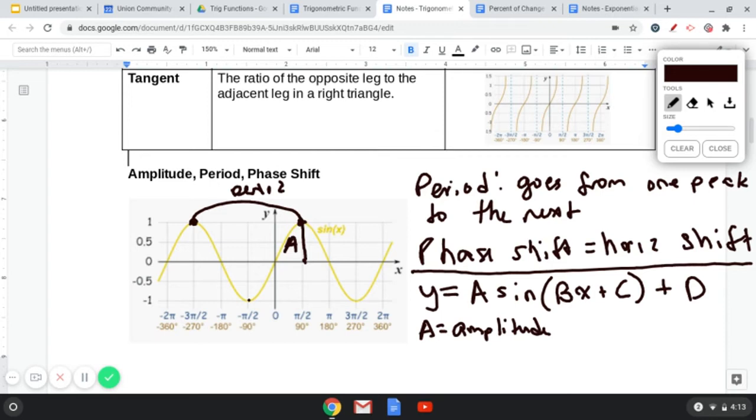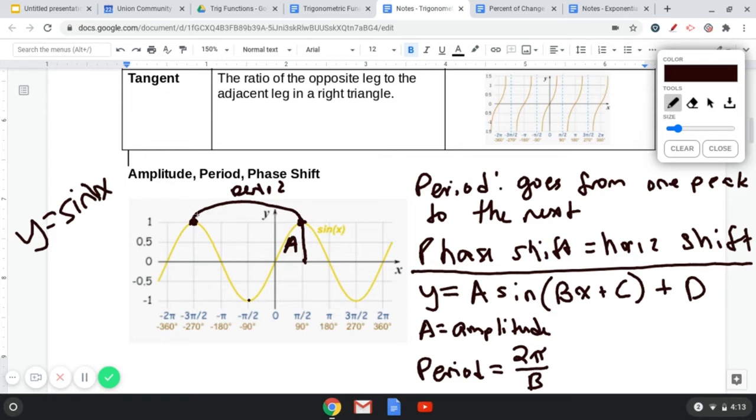So now, b deals with the period. So the period of a function is 2 pi divided by b. For example, this graph is just y equals sine of x, where you can think of this as sine of 1x. So this b value is 1. So the period is 2 pi divided by 1, which is 2 pi.